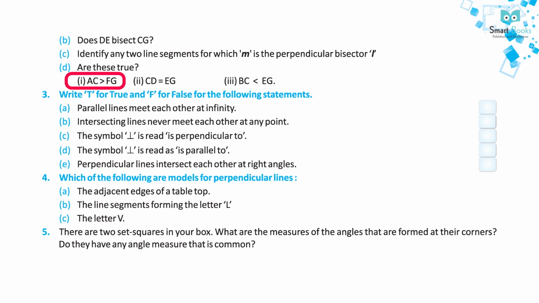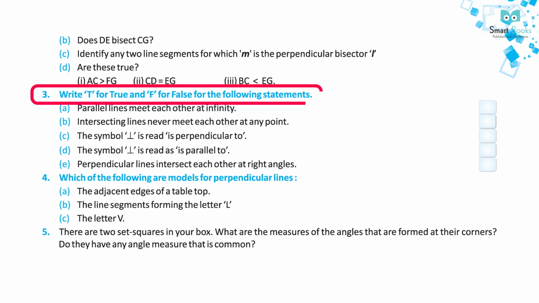First, AC is greater than FG. Solution. Yes. Second, CD is equal to EG. Solution. No. Third, BC is less than EG. Solution. Yes. Question 3. Write T for true and F for false for the following statements.